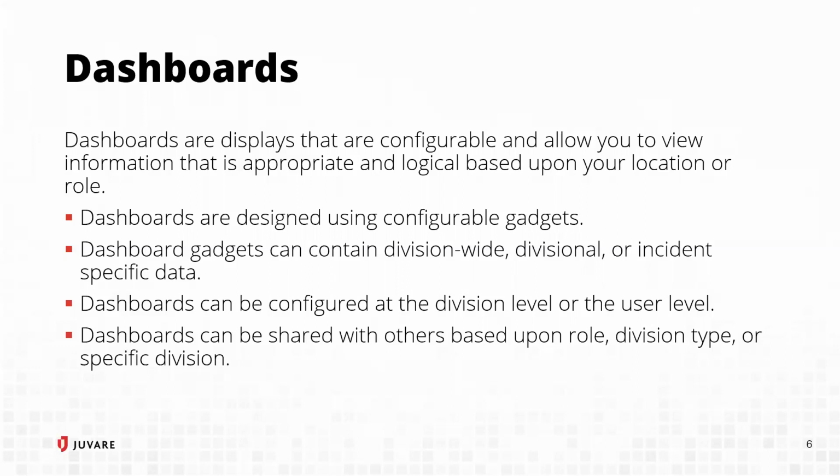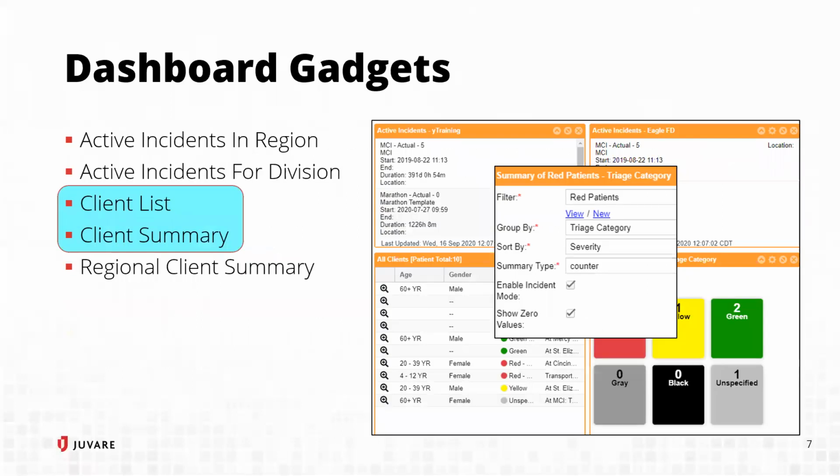So obviously, dashboards use the configurable gadgets. One of those configurations is the filter that gadget is based upon. Dashboard gadgets, again, can be division-wide, divisional, or incident-specific data. They can be configured similar to the filters at the division level or at that personal or user level. And they can also be shared with others based upon the role, division type, or specific division. So just like we talked about before, I didn't change this at all. I just want to bring that back up and refresh your memory on that. Dashboard gadgets. When we talked about dashboard gadgets, when we did the first one, we focused on all of them.